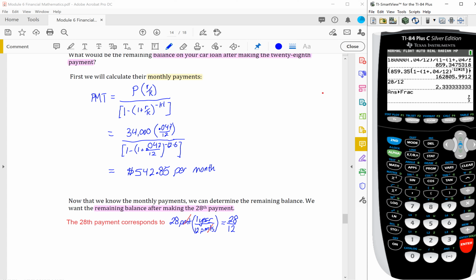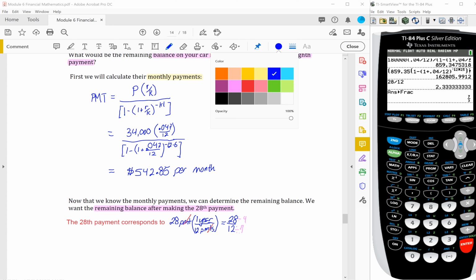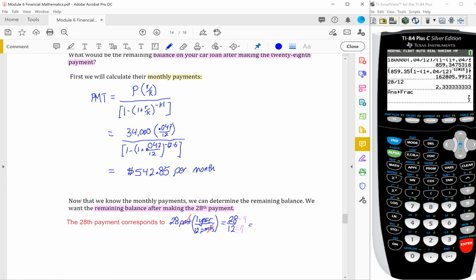Of course, you could have done this by hand. You could just simplify your fraction by dividing the top and the bottom by 3. No, not by 3, because 3 doesn't go into 28. We need to divide the top and the bottom of our fraction by something that goes into both of these evenly. So I'm going to divide by 4 on the top and the bottom. 28 divided by 4 is 7. 12 divided by 4 is 3. So this represents 7/3 of a year. This is what the 28th payment corresponds to.